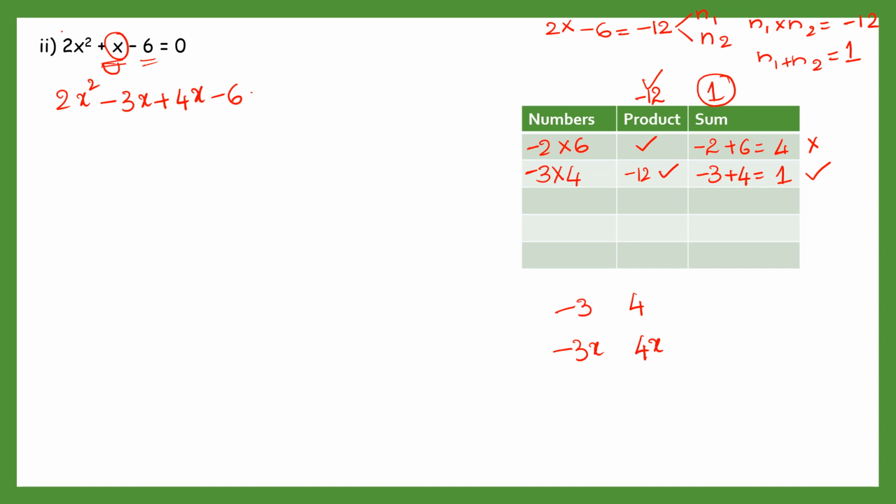Minus 6 is equal to 0. Now, we split the middle term. Now, we will proceed. First, take the first two terms, 2x squared minus 3x. What is common here? x squared, x. That means x you can take common. You will get what? 2x.